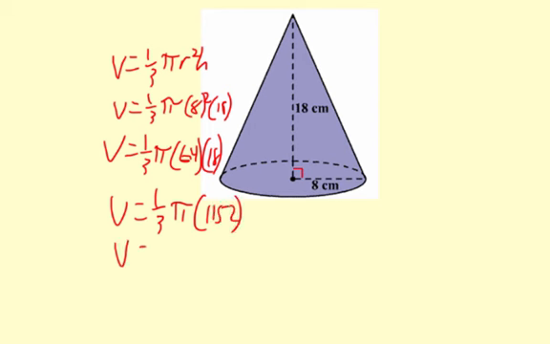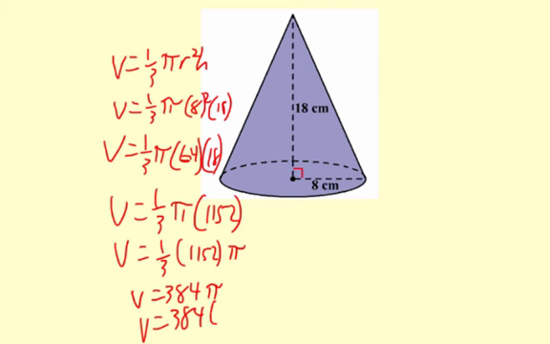Okay, commutative property of multiplication, 1/3 times 1,152, and then times pi. So what is 1/3 times 1152? It's 384. I did that on the calculator, so V equals 384 pi. So that is the exact volume, but let's find out what it is in a decimal. So that's 384 times 3.14. I'm just going to round it to the nearest integer.